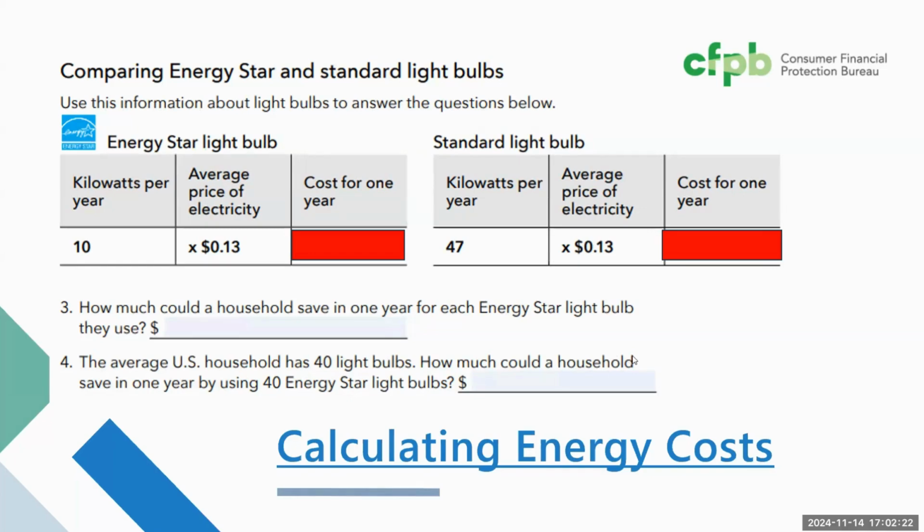All right, so one section of the worksheet will ask them to compare just the Energy Star light bulbs to a standard light bulb. So if you guys have your calculators handy, let's see. We can all multiply by 10, right? So if the average price of electricity is 13 cents a kilowatt and they use 10 kilowatts a year, obviously, we know we're just going to move our decimal point one place value over, and it's going to be $1.30 for 1 year. One light bulb, 1 year, $1.30. It's not bad. So now we're looking at 47.